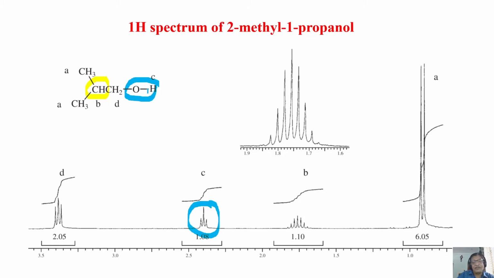This one is 3 bonds away. This is just 2 bonds away. Again, this is also 3 bonds away. So this coupling could be larger than this. If that is the case, this proton splits this CH2 proton into a doublet. Okay, this proton splits the CH2 into a doublet.